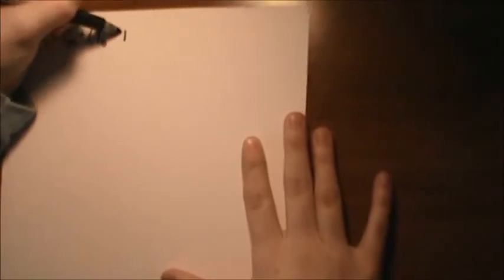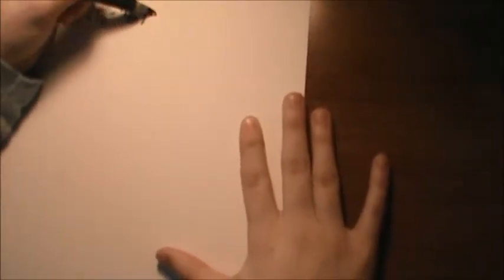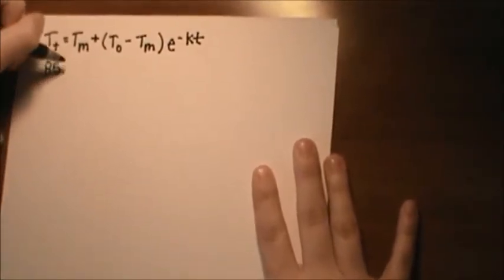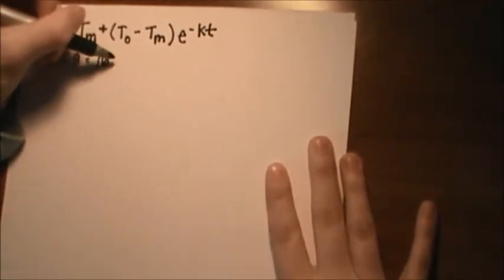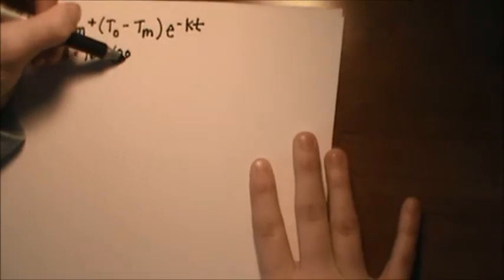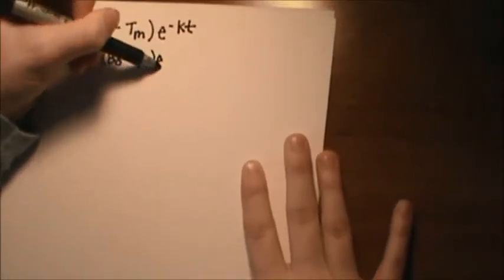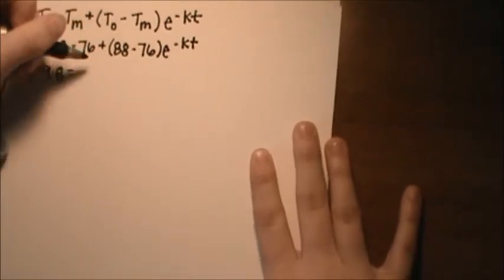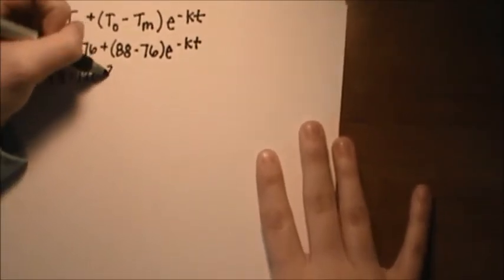We can solve the mystery by finding the time of the victim's death. We can do this by using Newton's law of cooling, or T of t equals T sub m plus T sub 0 minus T sub m times e to the kt. In other words, the temperature of the body will be equal to the temperature of the air, plus the original temperature of the body minus the temperature of the air times e to a constant k times the time.